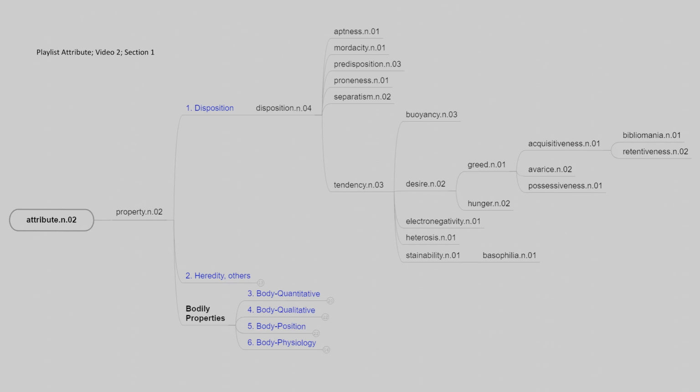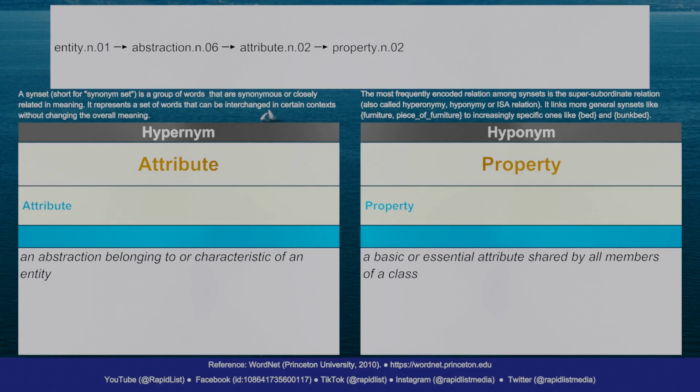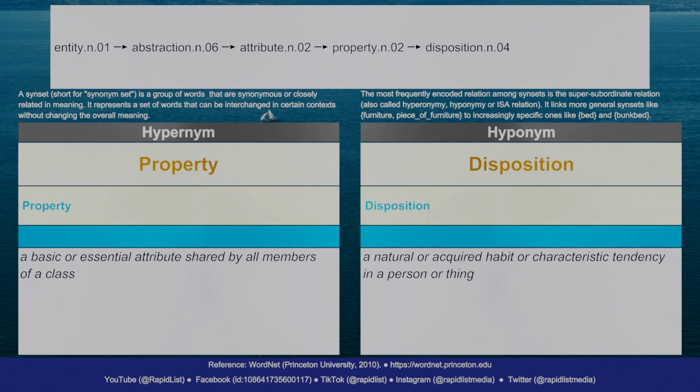Section 1. In this section we will explore the property disposition. Property. A basic or essential attribute shared by all members of a class. A study of the physical properties of atomic particles. Disposition. A natural or acquired habit or characteristic tendency in a person or thing.